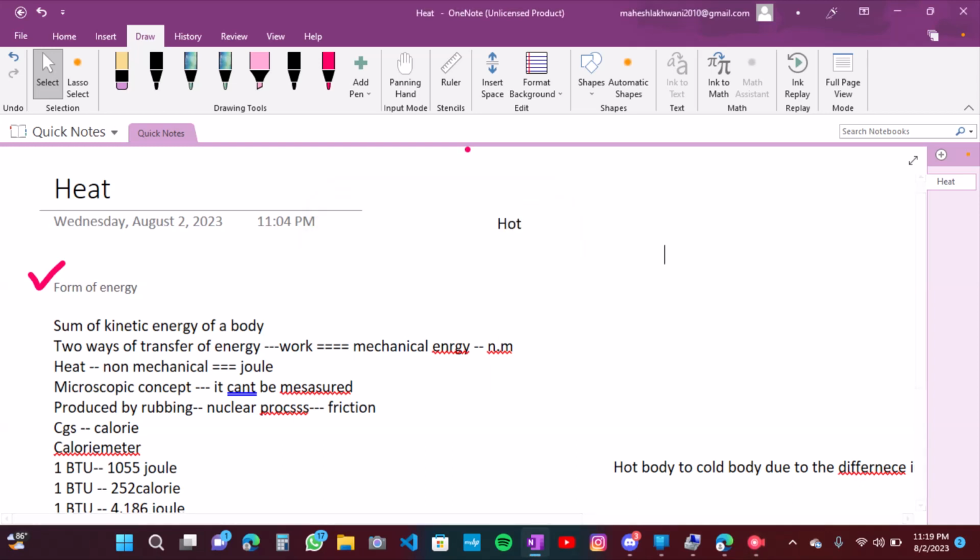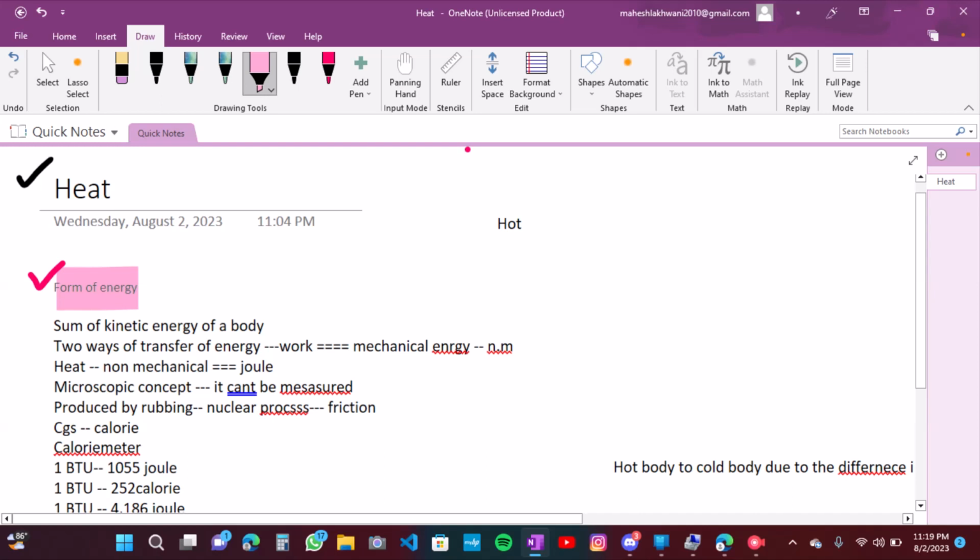So today we'll start our new chapter, which is heat of class 12, right? So now what is heat? First of all, the old definition which we already studied in our previous classes as well: heat is basically a form of energy. Heat is a form of energy, right?